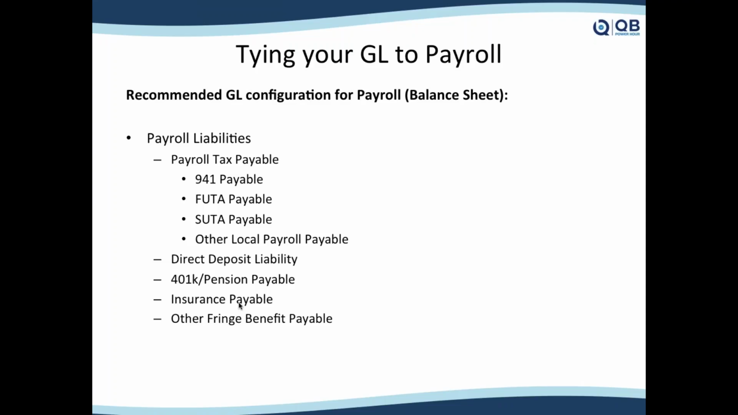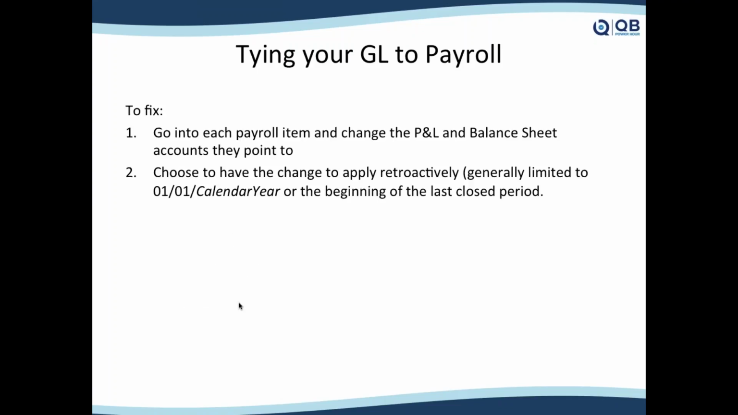And for the balance sheet, this is the way I like to see it. The way I think is the correct advanced way of doing it is to have a payroll tax payable sub-account under payroll liabilities, and have all of those split under each tax form, have direct deposit liability as a sub-account of payroll liabilities, pension 401k payable under payroll liabilities under its own account, insurance payable, and other fringe benefit payable. So that, I think, would be the cleanest way of having it organized.